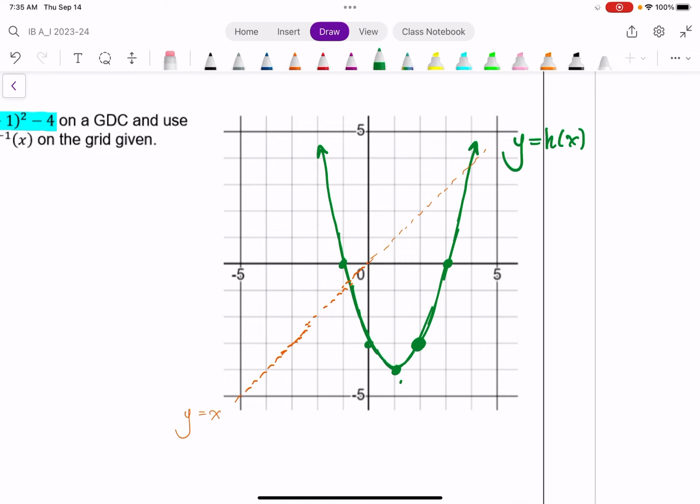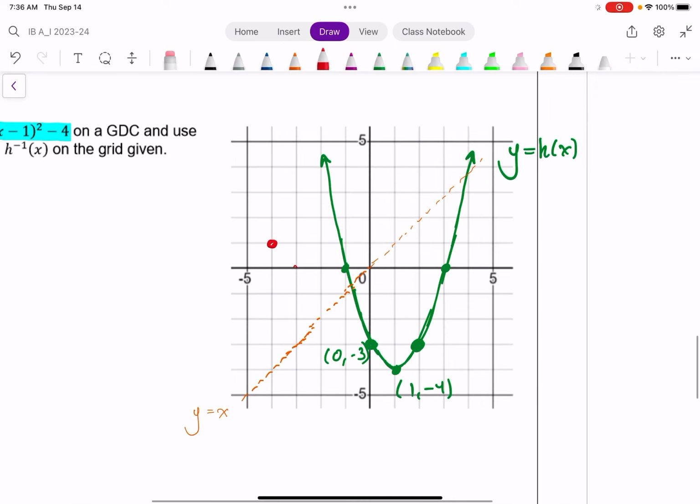For example, looking at the vertex, the coordinate of the vertex is 1, -4. So I know its inverse is going to go through -4, 1. So right here, I know my inverse will go through that point. And if I just do the same thing for a few more points, I'll quickly get a sense of what this looks like. If I look at this point right here, the y-intercept, that's at 0, -3. So I know that's going to become my x-intercept, -3, 0.